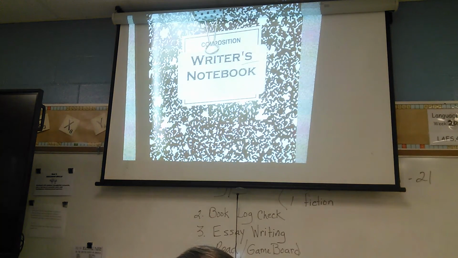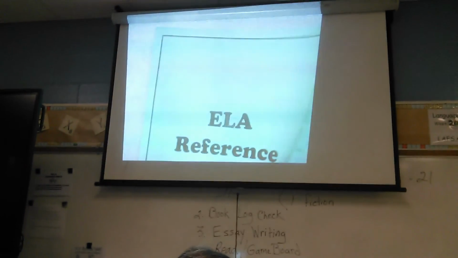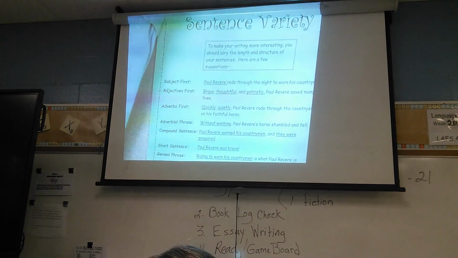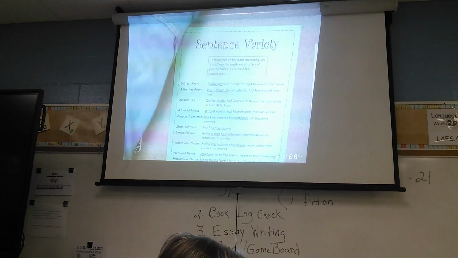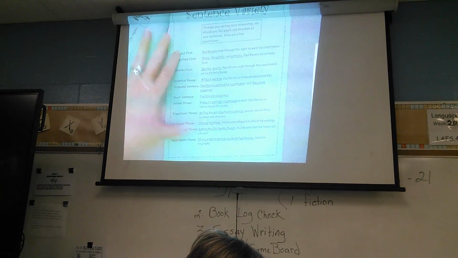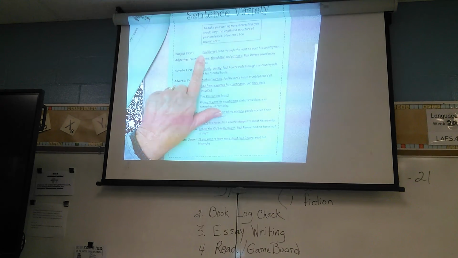Okay, we're not going to have too much time. I'm going to show you something that's in your green packet. You do not necessarily need to take it out because we don't have time to, but you can take it out later and look at it. There is a chart in there with sentence variety. It shows you how you can say something by starting the sentence differently. For example, Paul Revere rode through the night to warn his countrymen. That's just a basic, simple sentence.